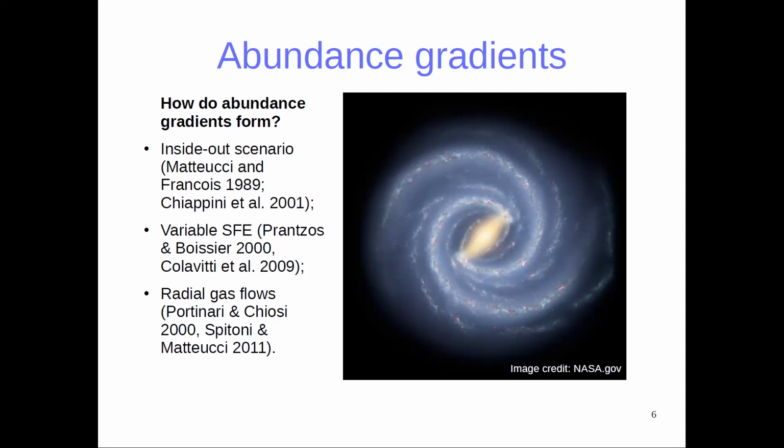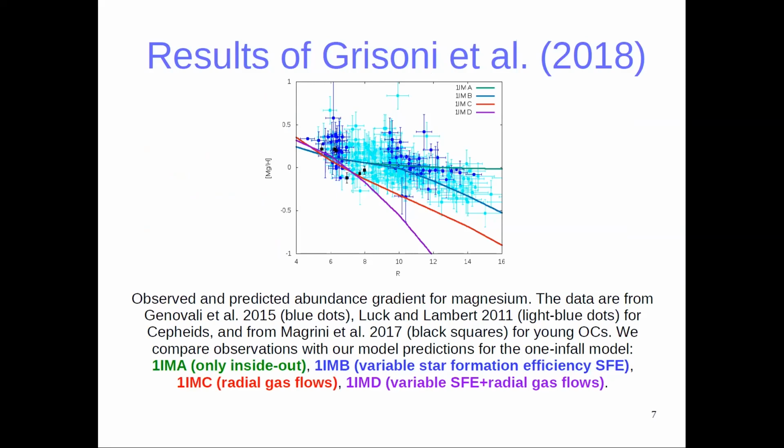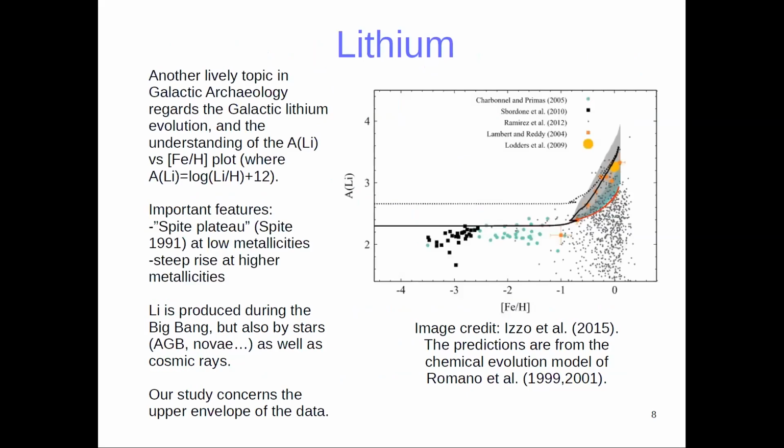And here I show the abundance gradients of magnesium, observed and predicted, where the observations come from Seyffarth and Young and clusters that can trace the present-day gradient, and they are compared with predictions from my thin disk model, including the inside-out scenario and other ingredients. And we say that, okay, the inside-out is important, but we also need to include other ingredients in our model, such as a variable star formation efficiency and the radial gas flows.